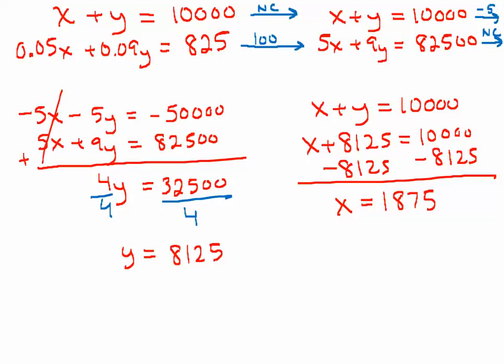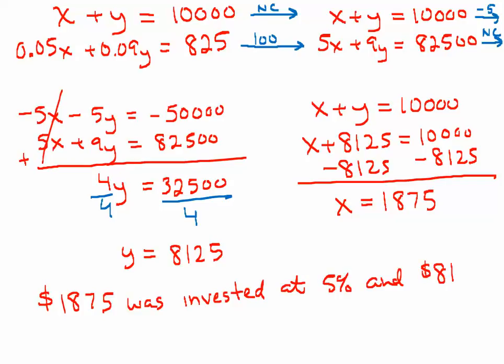So $1,875 was invested at the 5%, and $8,125 at the 9%. Perfect. Okay, cool. And then you got the units. What's the units on these numbers? Dollar signs. Perfect. So I got $1,875 was invested at 5%, and $8,125 was invested at 9%.